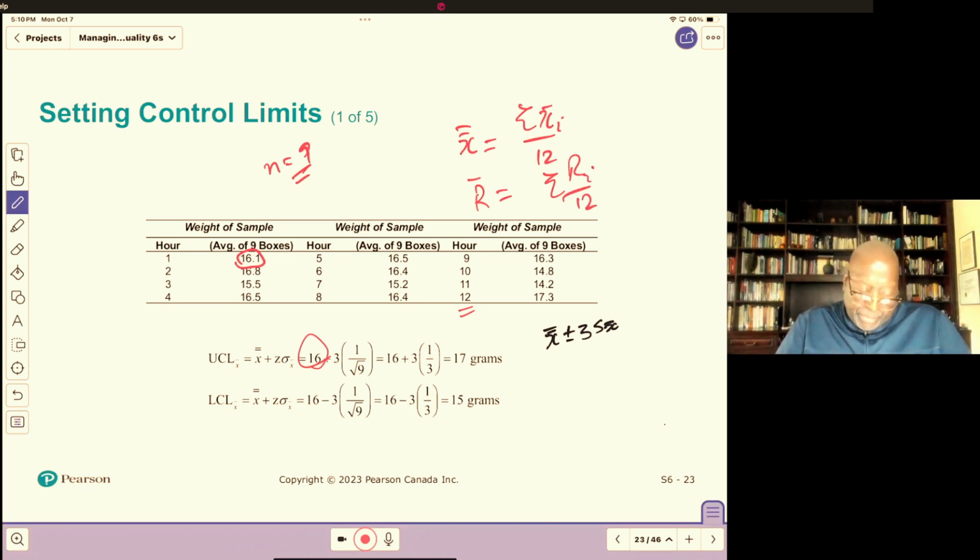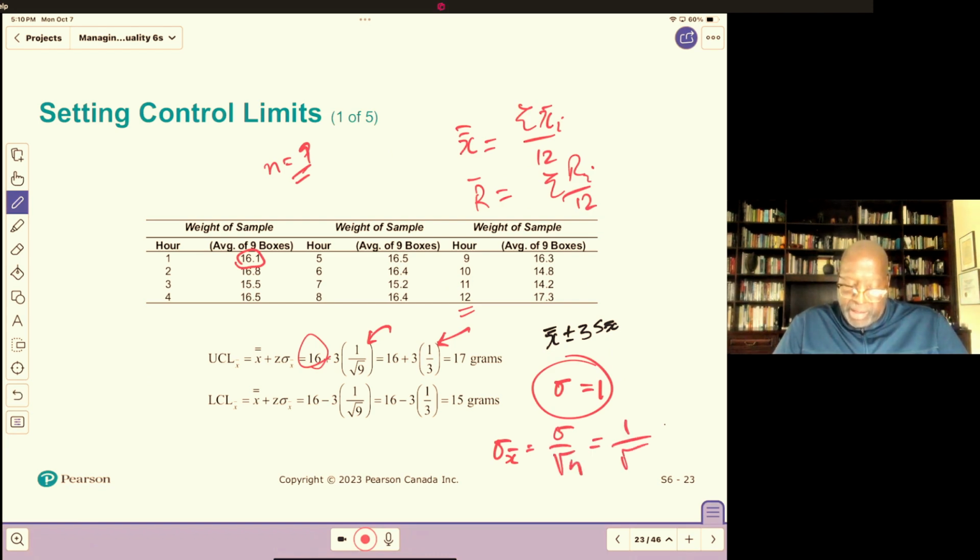But notice that in this example we are using this 1 over 3 or 1 over root 9, which suggests that we have some information somewhere that the population standard deviation is 1. That's the only reason why we'll be doing that. So that means that sigma X bar is sigma over the square root of n. Sigma is 1, n was 9, so 1 over the square root of 9 is what we have here as the sigma X bar. Three standard deviations, and then if we take X bar, which is 16, plus or minus, then we get the limits of 15 grams to 17 grams.